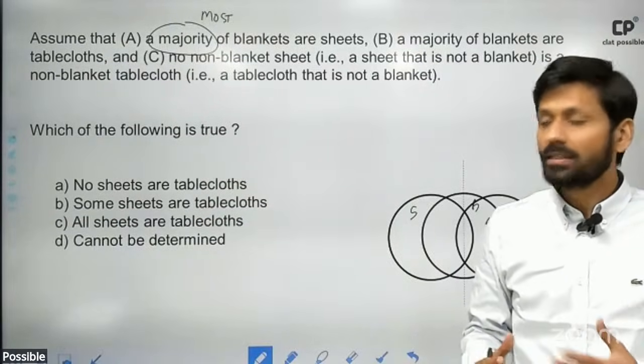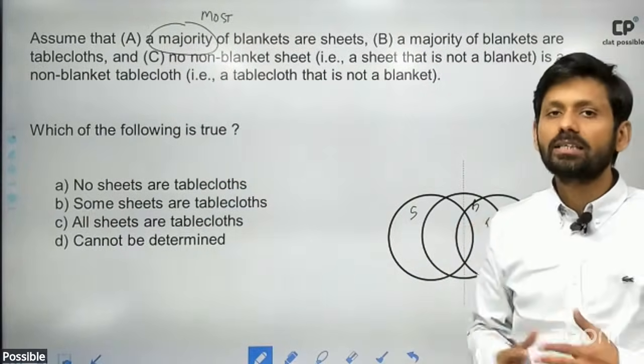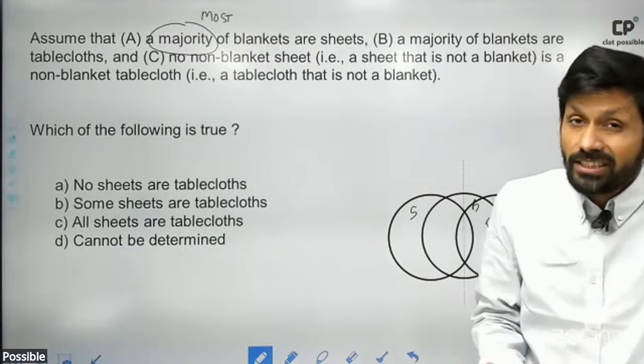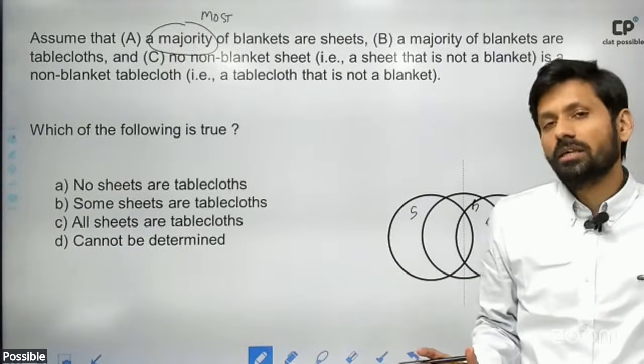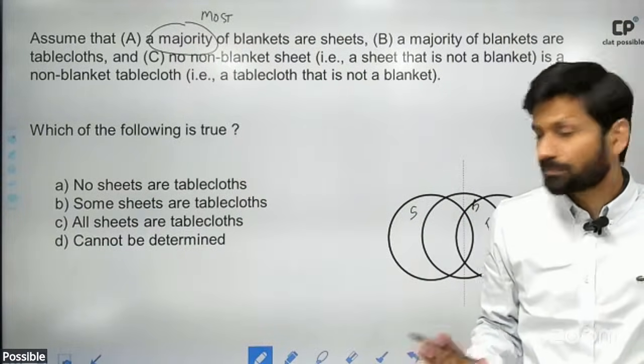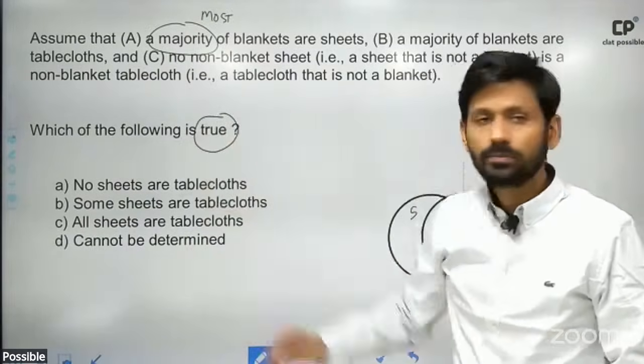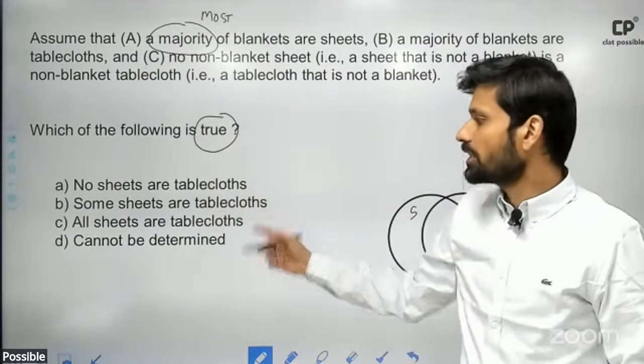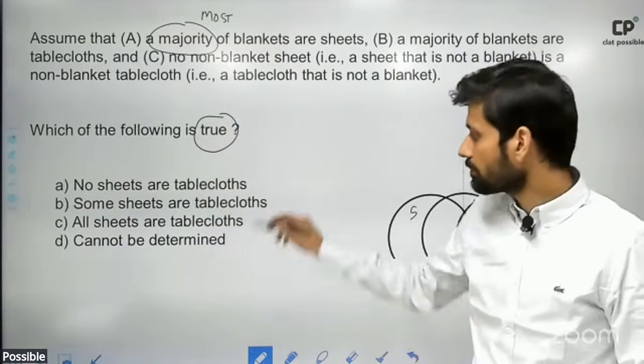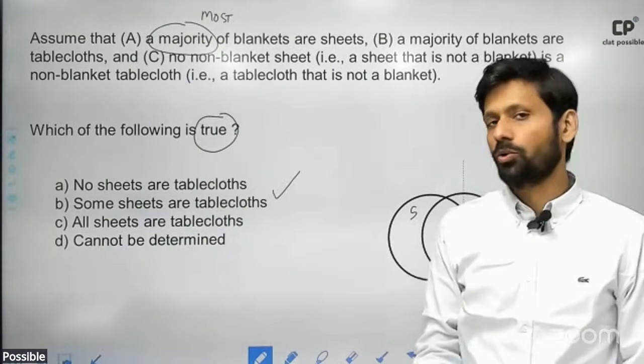100% क्या हम बोल सकते हैं? Some sheets are tablecloths. All sheets are tablecloths? That is only a possibility, right? Now, which one is true? Some sheets are tablecloths, 100%. और कोई ऑप्शन सही हो नहीं सकता.